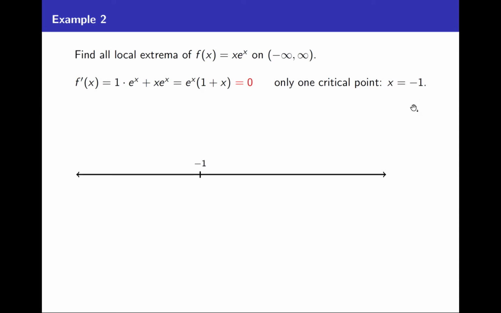Okay, so we've got our critical point. Now we're going to use the first derivative test. And remember, that involves plotting your critical point on the number line. So there it is, negative 1, right there. And then we've got to look at the sign of the derivative.